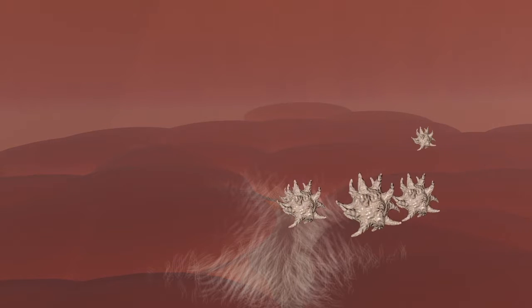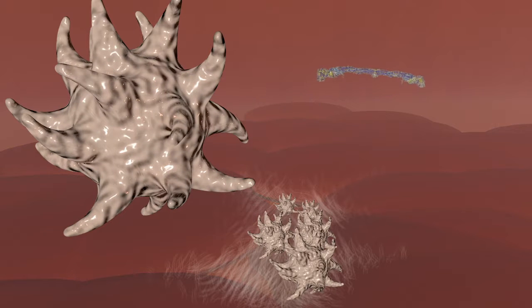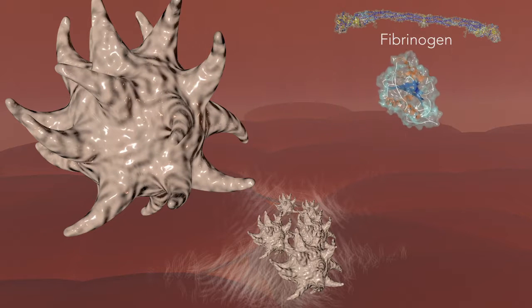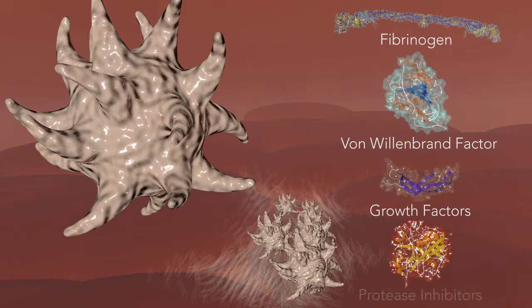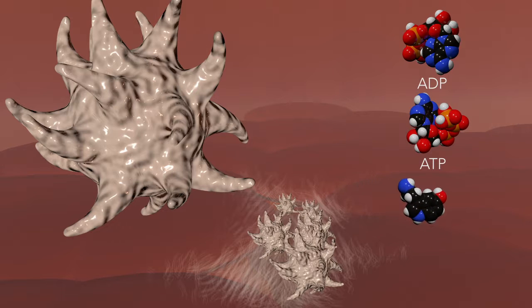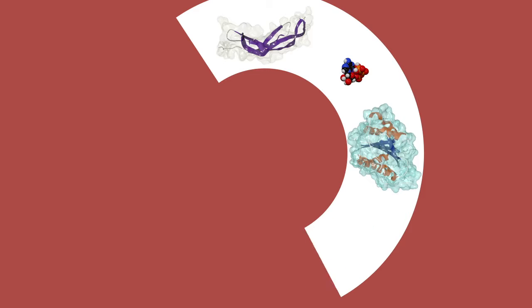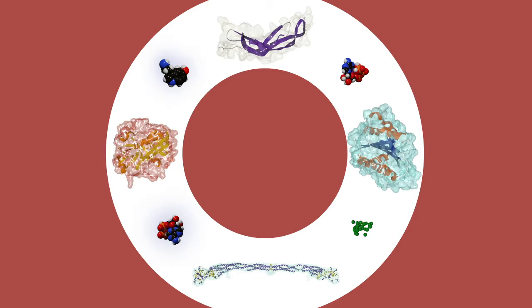As blood continues to flow through the injured site, exposed collagen at the opening of the damaged vessel will allow passing platelets to adhere to the area. The alpha granules release polypeptides such as fibrinogen, the von Willebrand factor, growth platelets, and protease inhibitors. Dense granules contain more small molecules such as ADP, ATP, serotonin, and calcium. These released proteins and small molecules all play a part in hemostasis.